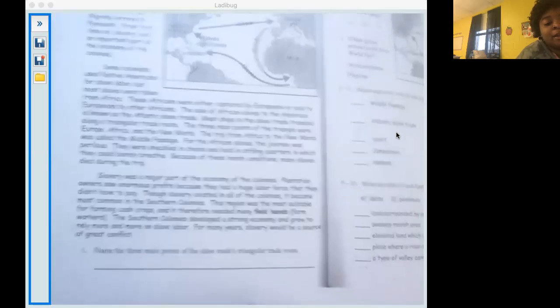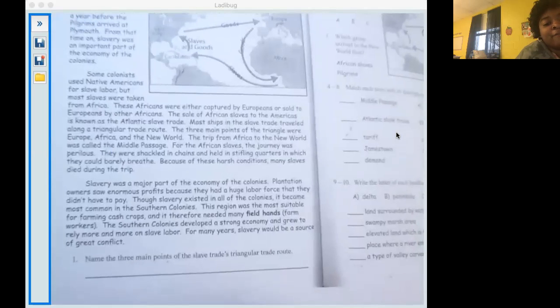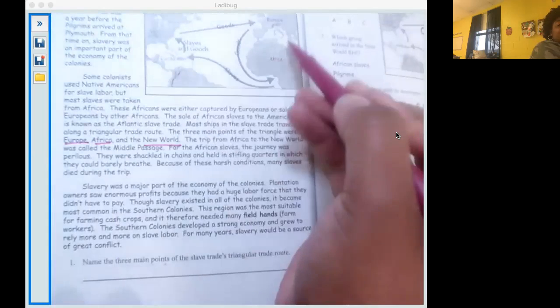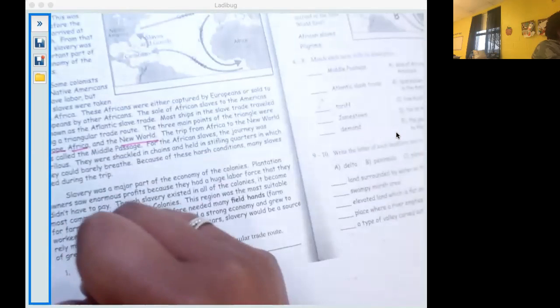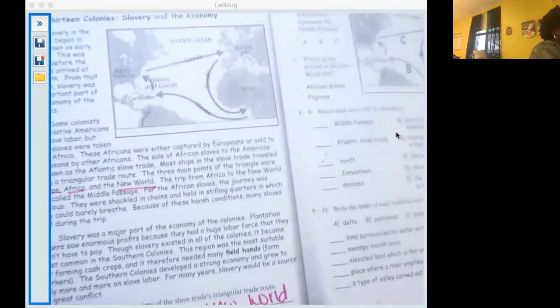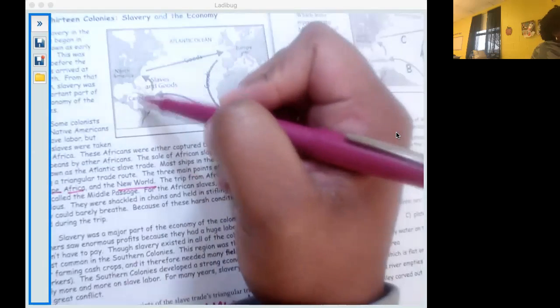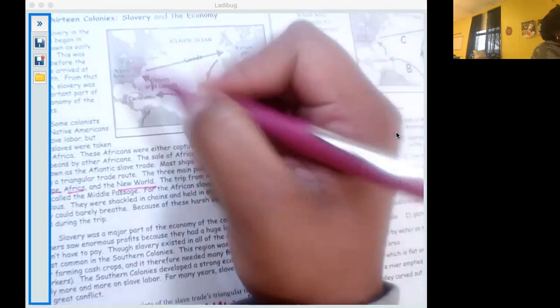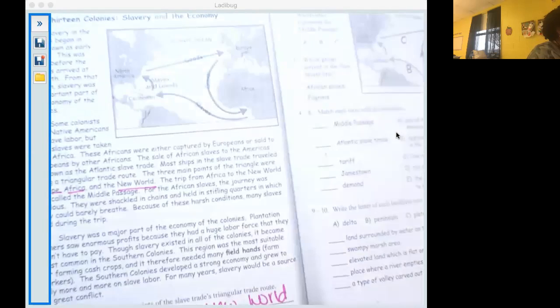Okay, so number one, name the three main points of the slave trade triangular trade route. So up here, we have Europe, Africa, and the New World. We can also see that on our map here. So let's go ahead and write that in. And guys, when they say New World, we're talking about North America, so what we now call the United States, the Caribbean, South America. That was considered the New World, okay?